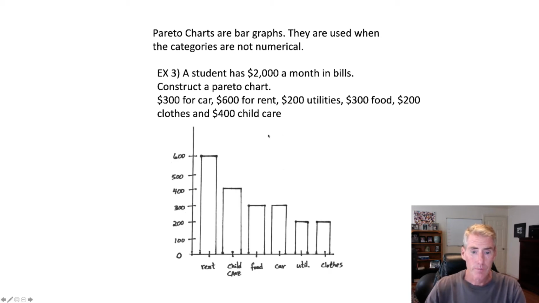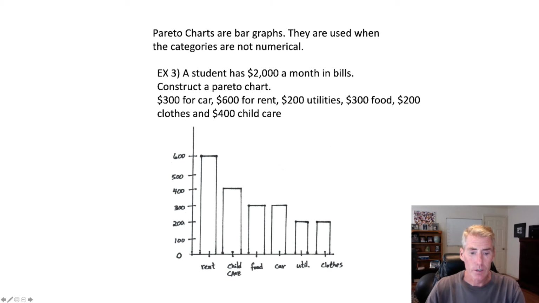And here's how you do it. You usually put them in order from the biggest down to the smallest. That way you can see what's the most. Rent, they need to contribute $600, so you put the biggest one first. And then childcare, that is right here at $400. And then food, 300. The car is 300. Utilities at 200, and clothes at 200. So that is a Pareto chart.